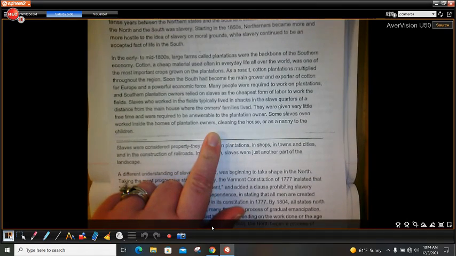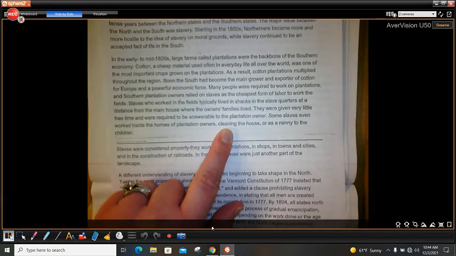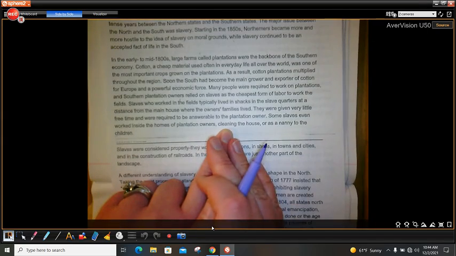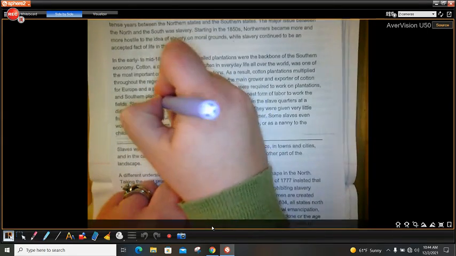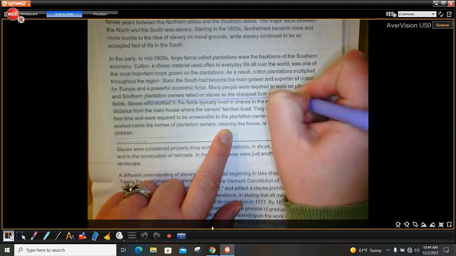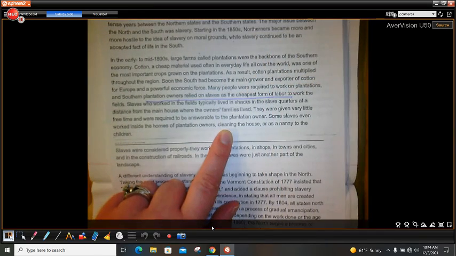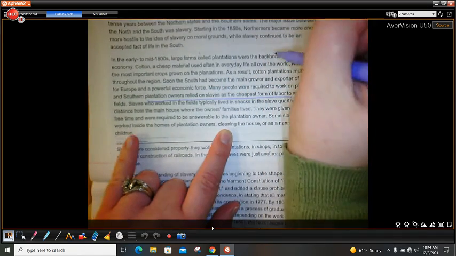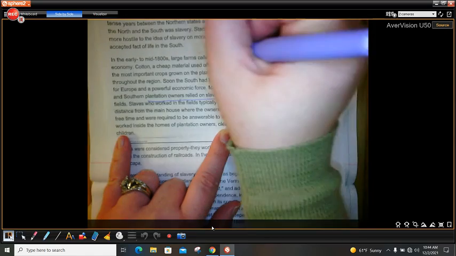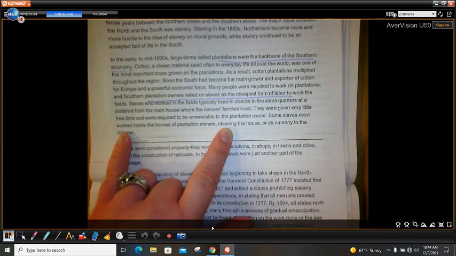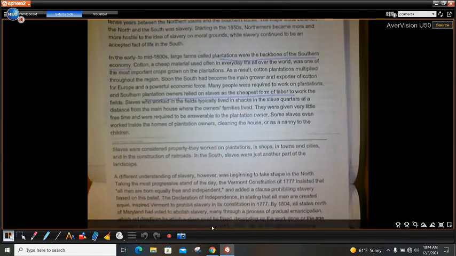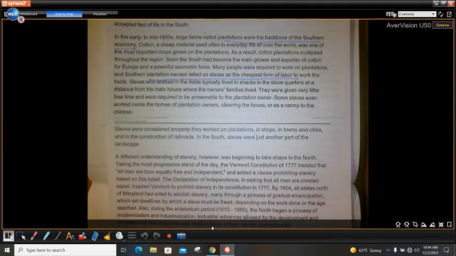All right, most of this is telling me that they needed slaves. Plantation owners relied on slaves as the cheapest form of labor. I'm going to go ahead and put that. Plantations were the backbone of Southern economy. Those are going to be important things to remember. Hopefully you're doing what I'm doing.